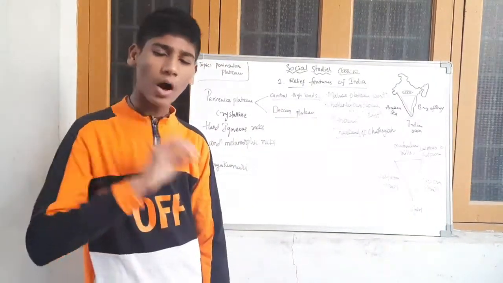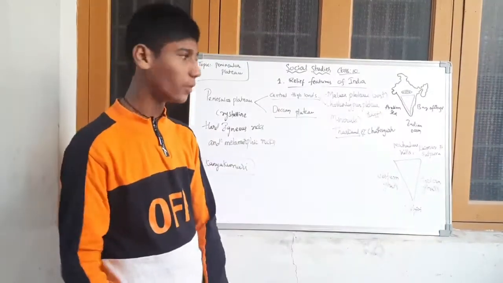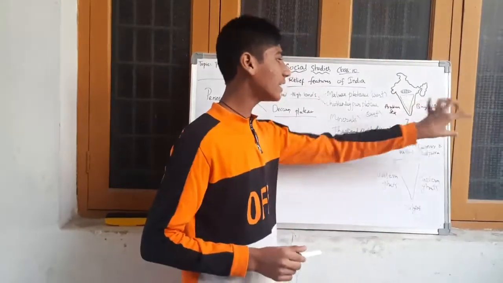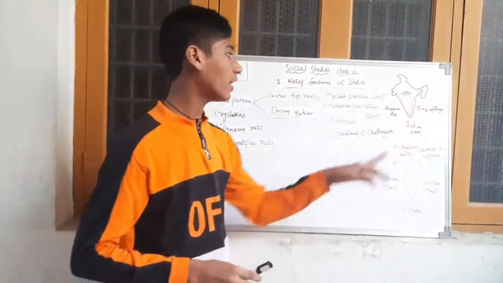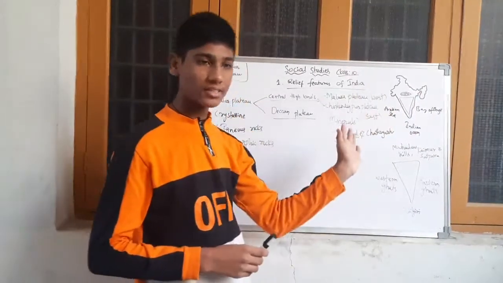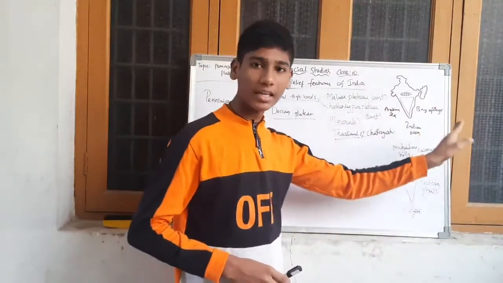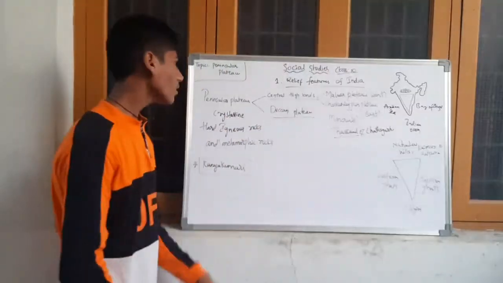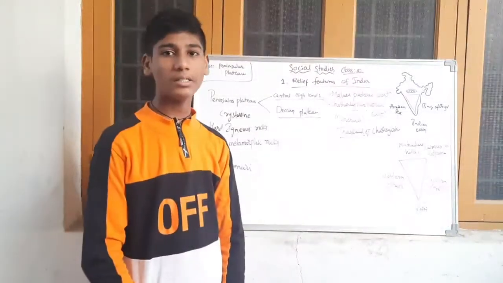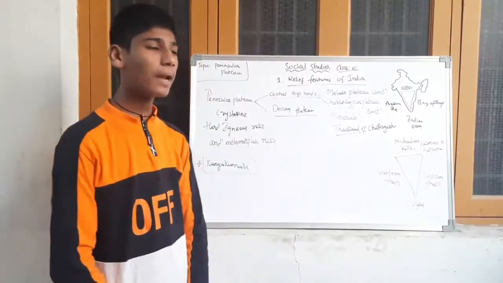The Indian Plateau is also called the Peninsular Plateau because it is surrounded by water on 3 sides: the Arabian Sea on the west side, the Bay of Bengal on the east side, and the Indian Ocean on the south side. That's why the Indian Plateau is also called the Peninsular Plateau.